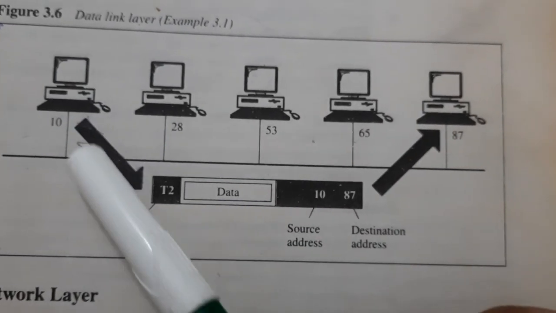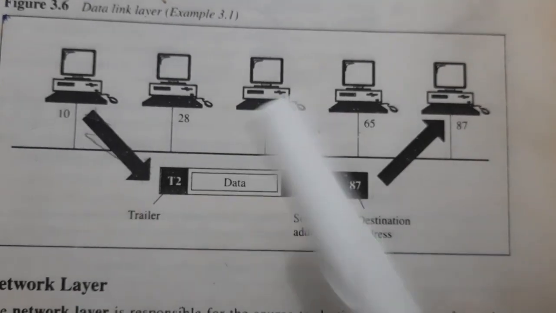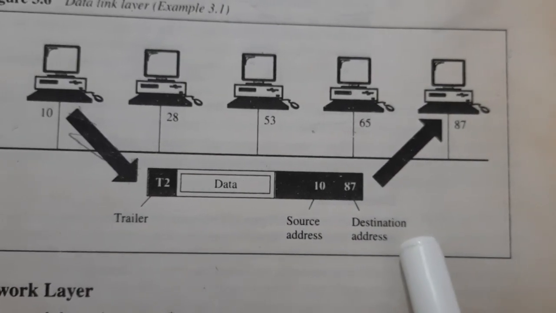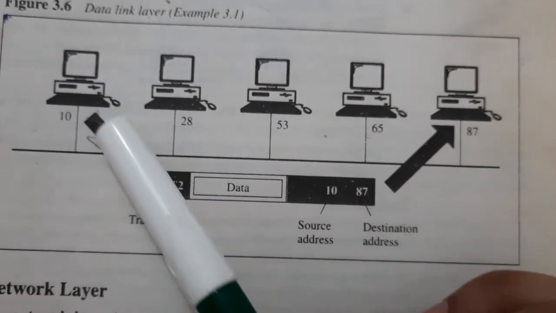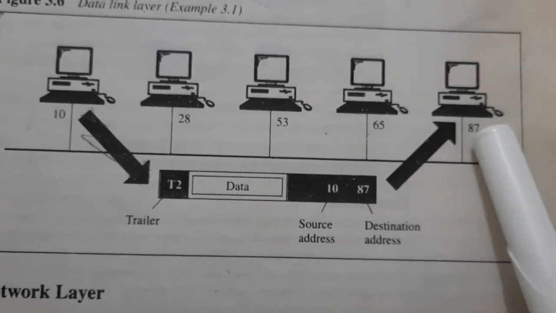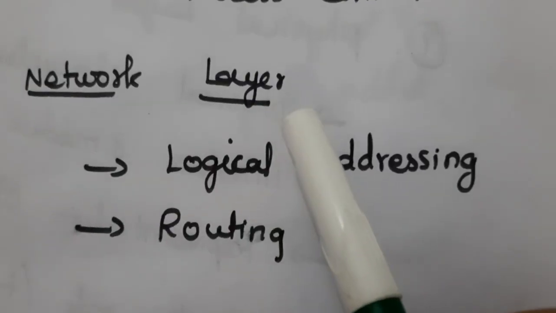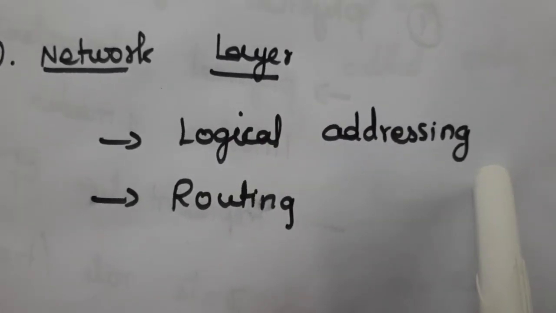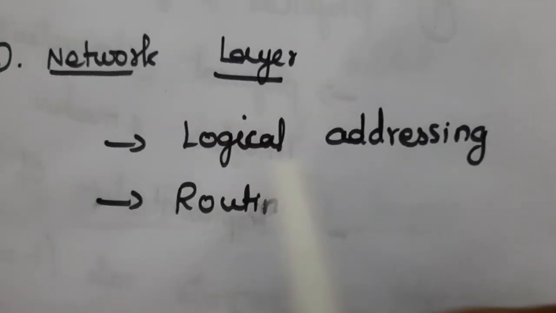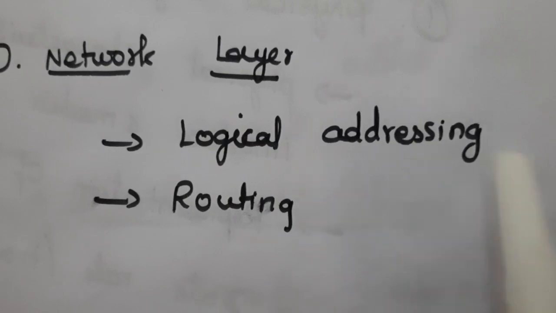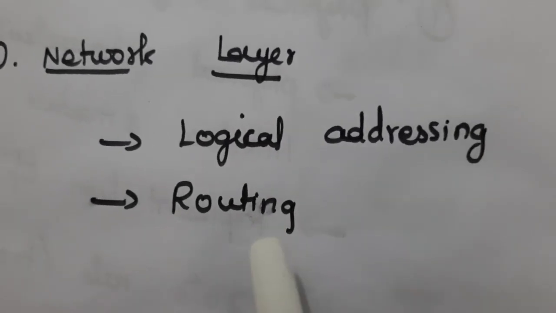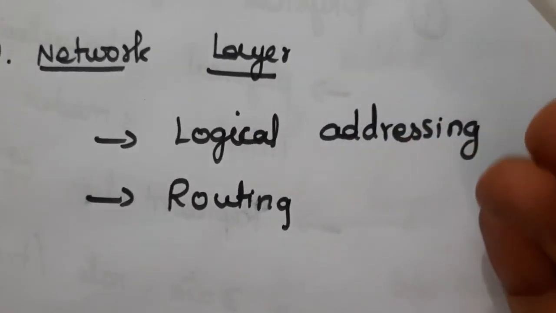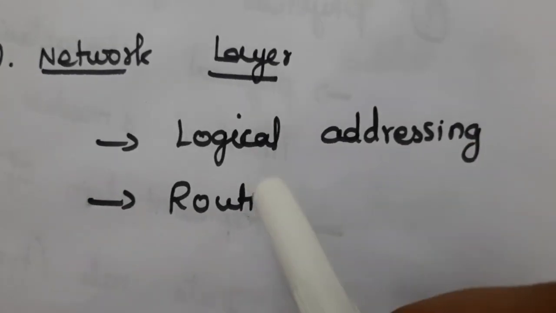So if the transmitter is 10 and the receiver is 87, this means the source address is 10 and the destination address is 87. So the data is transmitted to the 87 device. The next layer is network layer. The function of this network layer is, first, it gives the logical addressing of sender and receiver, and it adds the header to the frame that contains this logical addressing of sender and receiver. Next one is routing. Routing means if so many devices are connected to one link, the purpose of the router is defined in this layer.